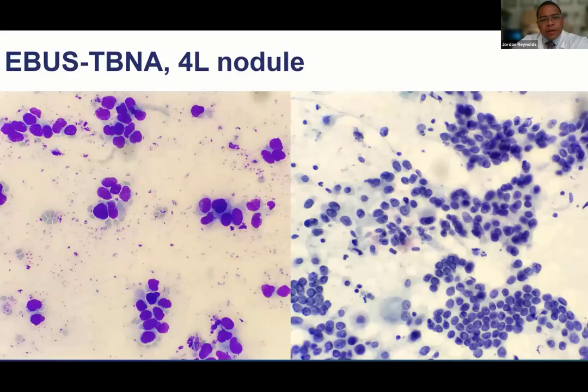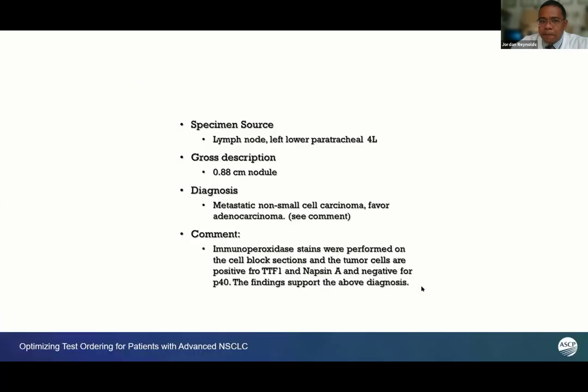So sure enough, they went to EBUS. Now, remember, I mentioned that this is a right lower lobe nodule, and this is a 4L lymph node. So they aspirated a contralateral lymph node, and they found this on the adequacy, which is large malignant cohesive cells with irregular nuclei. And on the PAP smear, you can see that it's malignant based on the nucleoli, irregular nuclei, how cohesive it is. And this is adenocarcinoma. So this was a metastatic non-small cell carcinoma.